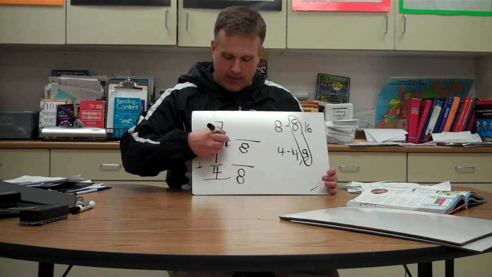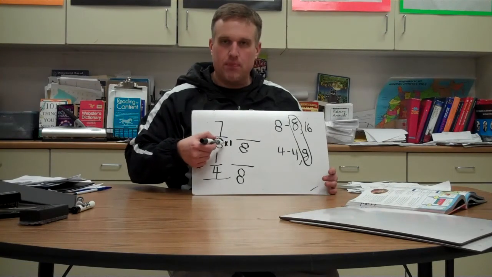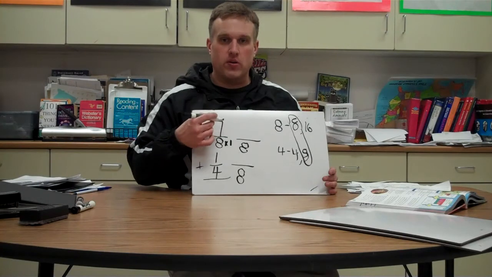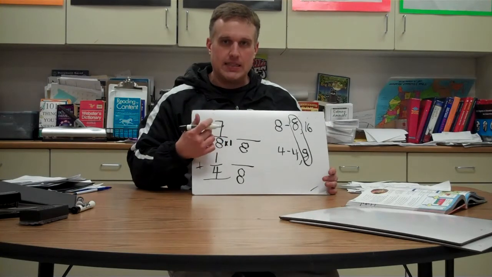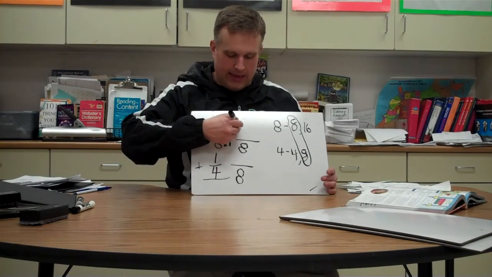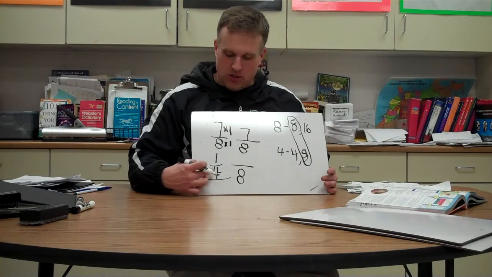Okay, in this case, 8 times 1 equals 8. And the most important part is, whatever I multiply the denominator by, the bottom number, I have to multiply the numerator, or the top number, by that same number. So I also have to multiply my 7 times 1. And that gives me 7/8. Okay, same fraction.